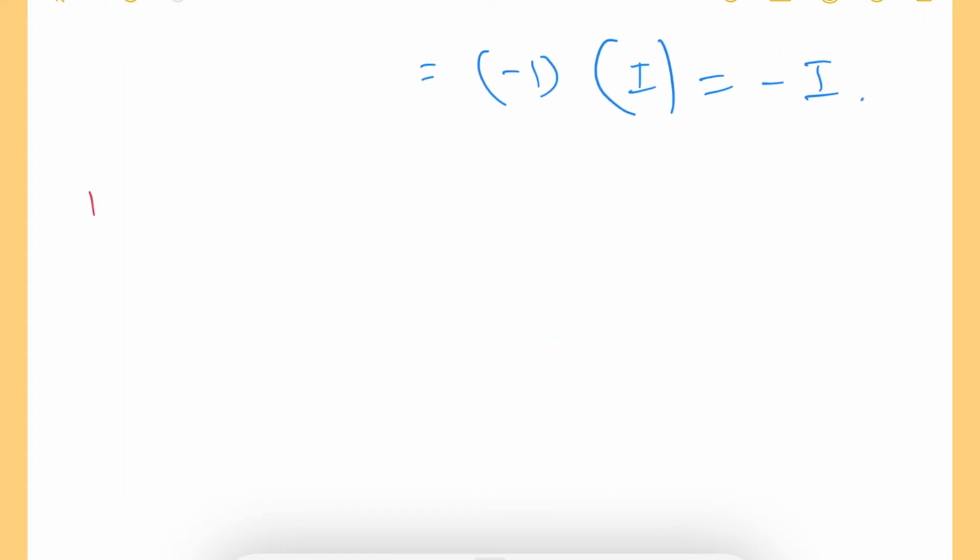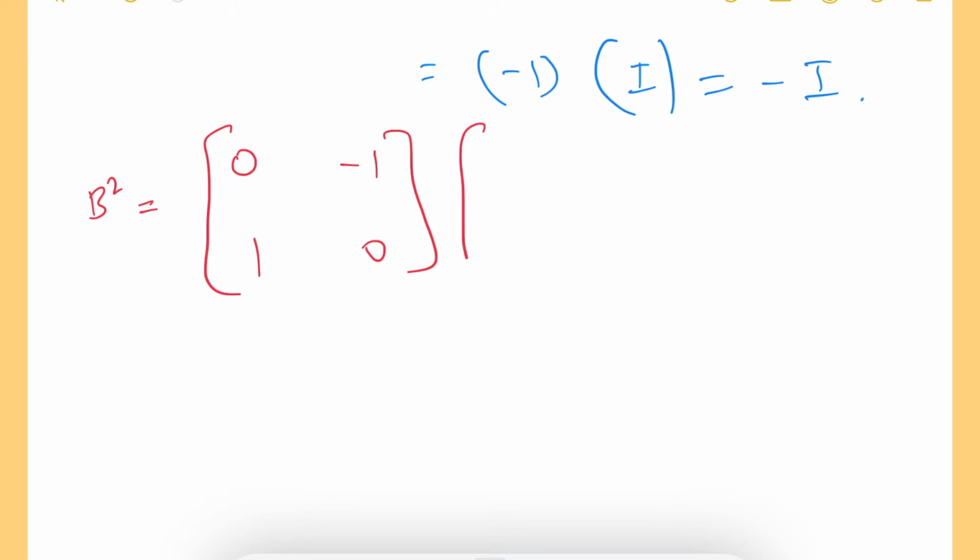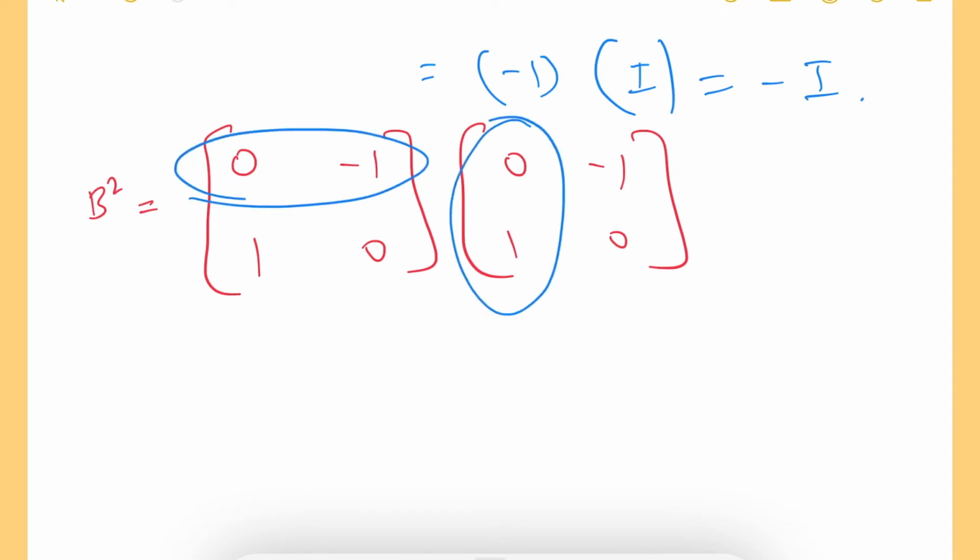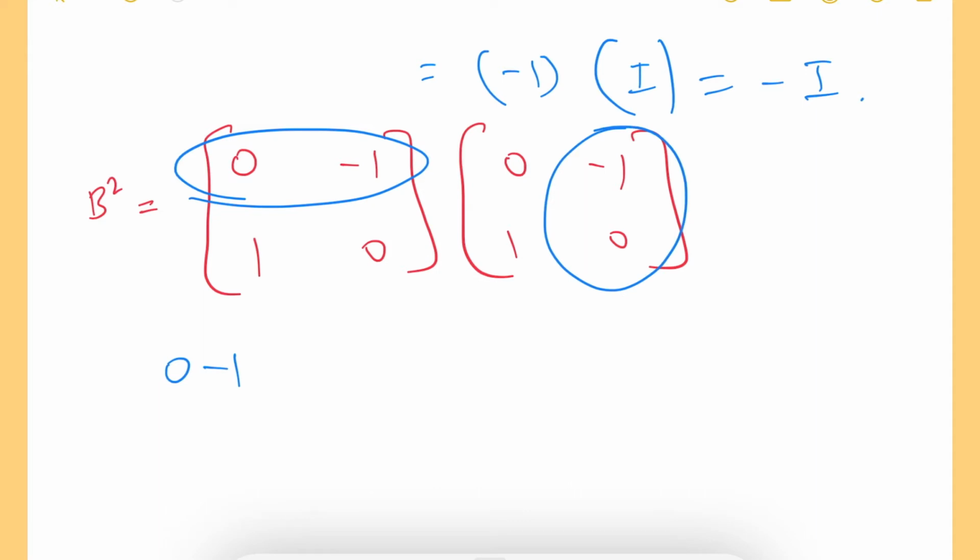B square equals B into B. So the B matrix is given as [0, -1; 1, 0] into again the B matrix, [0, -1; 1, 0]. First row multiplied with the first column: 0 into 0 is 0, minus 1 into 1 is minus 1. Then the second column: 0 into minus 1 is 0, minus 1 into 0 is 0.